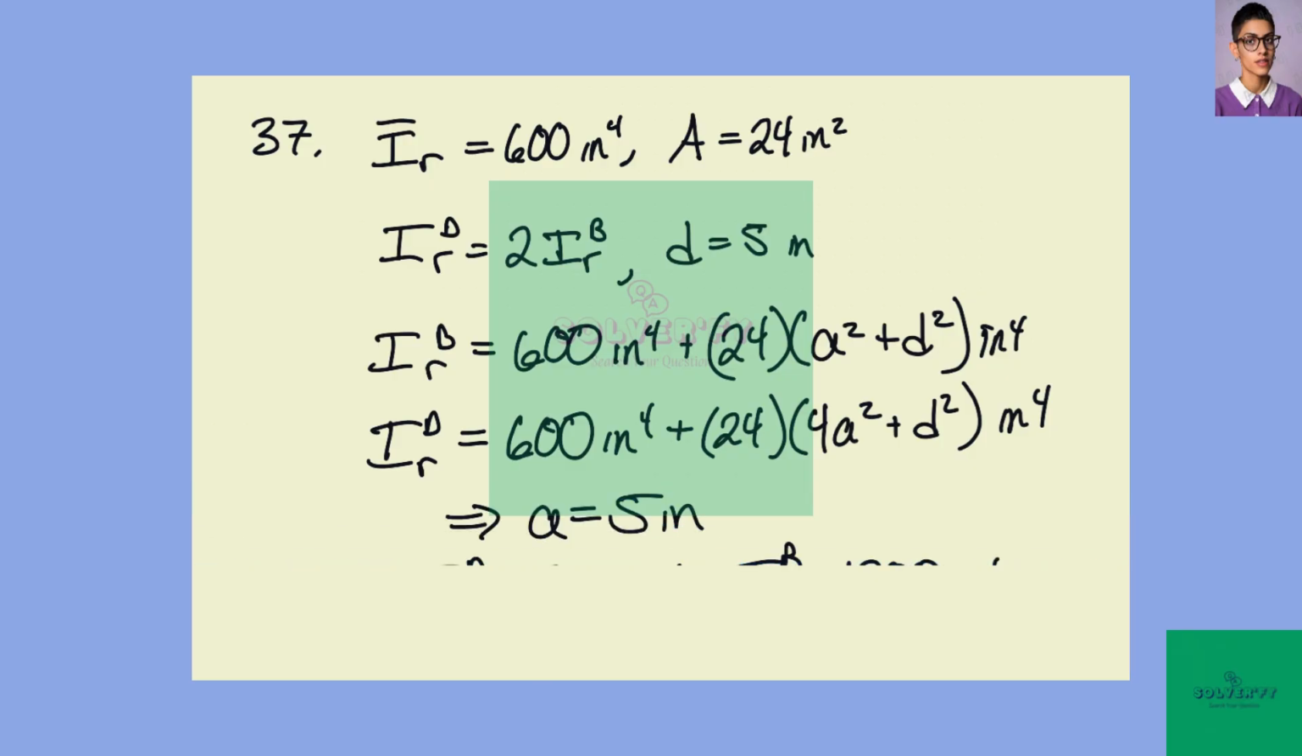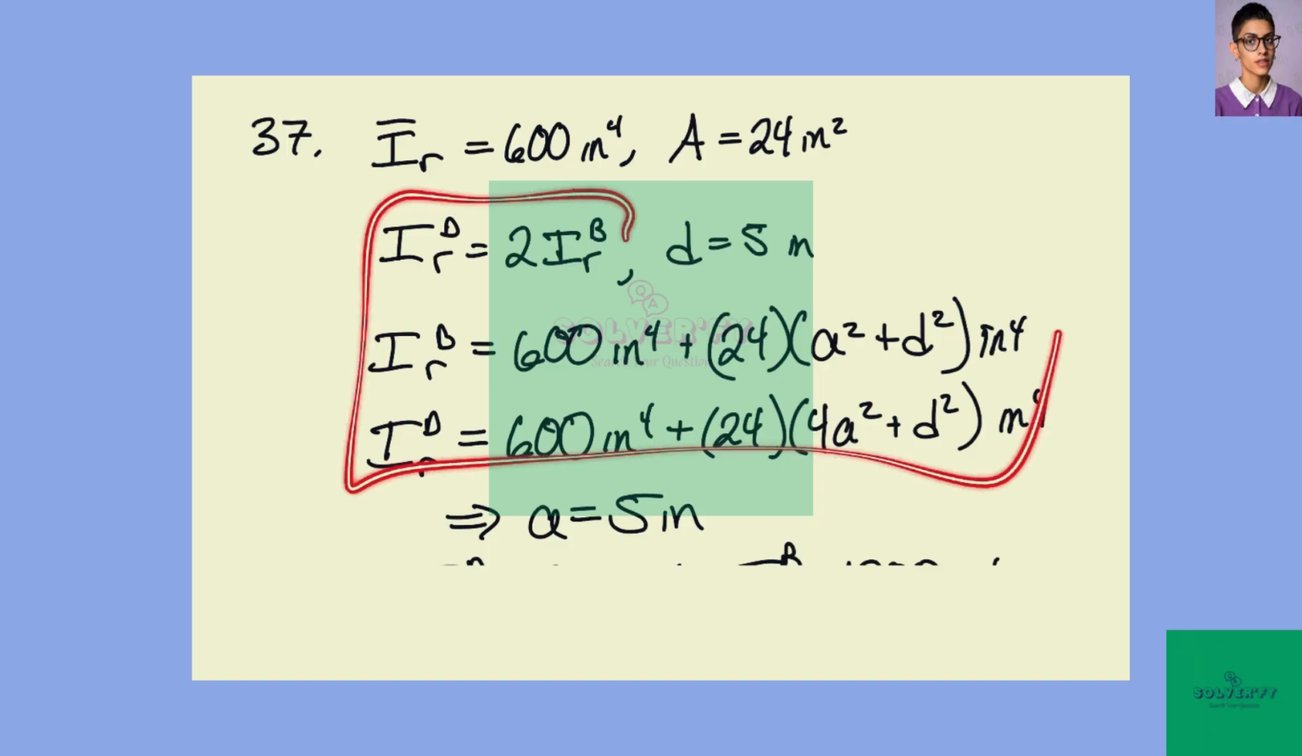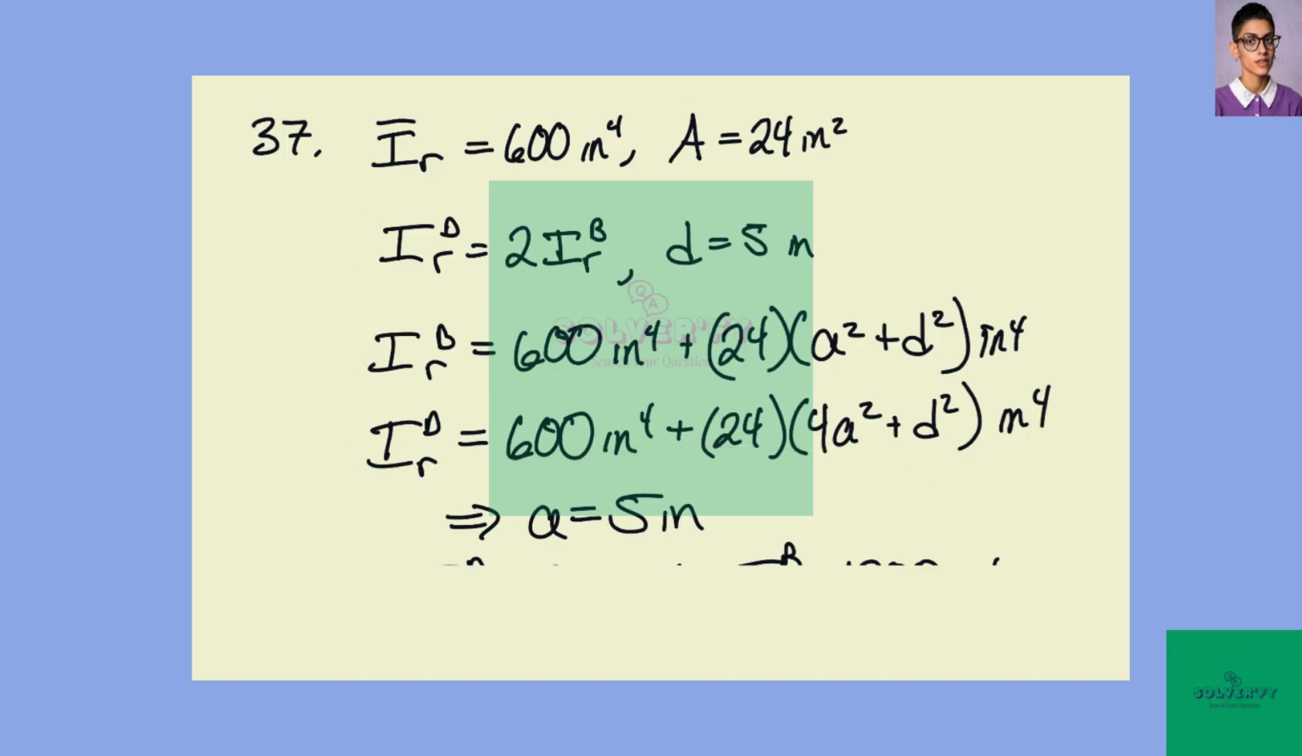Now we can solve these. So we got two equations here. We can solve for a. We have three equations and three unknowns right here, so we can solve for a. That tells us that a is 5 inches, just as d is.